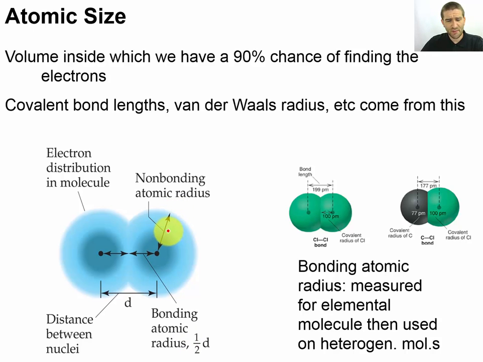Now notice the non-bonding atomic radius is going to be the size of the atom when it's all by itself. Bonding radius is going to be a little bit smaller. You can see that right here.